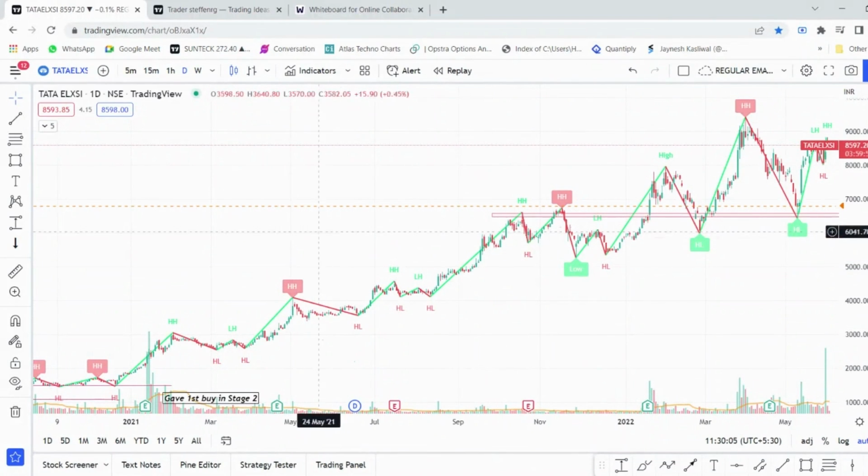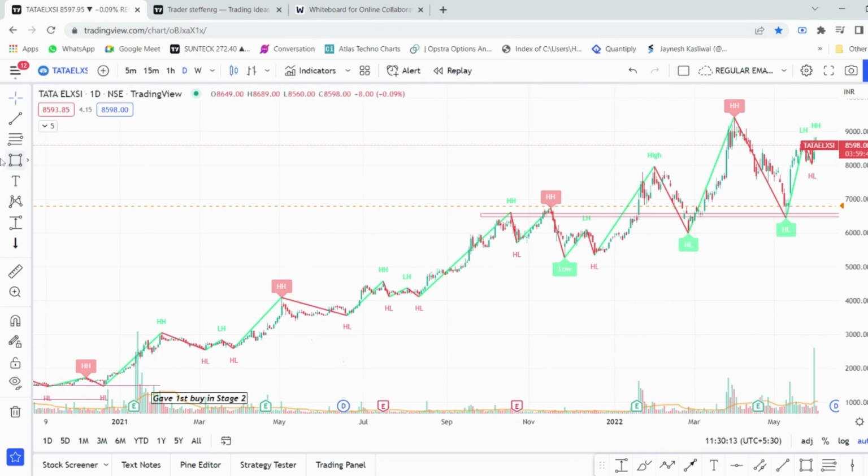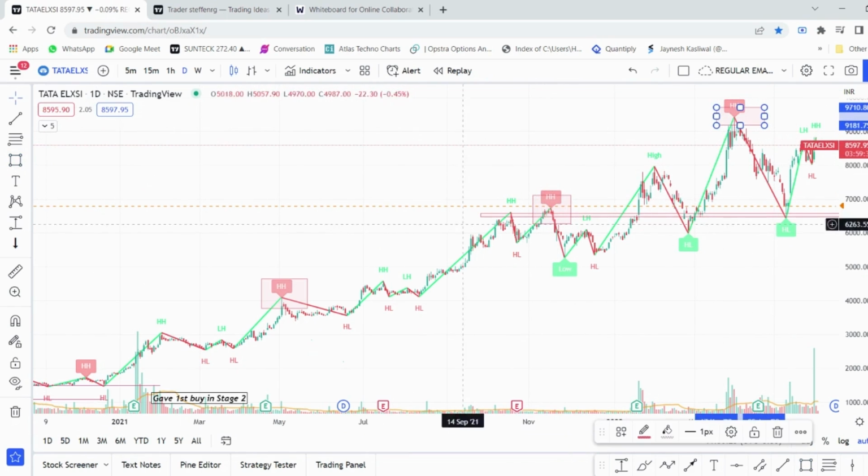and within that major trend you will see a lower high lower low structure sometimes, or higher high lower low structure. A combination of any could be there. So these are the major swings that the stock is making here. Example is this, and these are the minor swings that the stock is making.